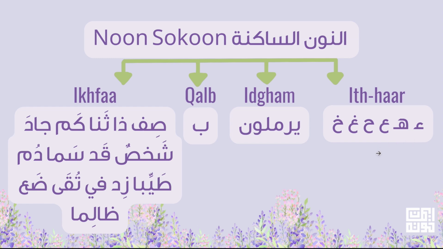They are six letters pronounced from the throat. From the deepest, furthermost part of the throat comes the hamza and the ha. And then from the middle part of the throat comes the ayn and ha. And from the closest part of the throat comes the ghain and kha. So these six letters, if they came after the noon sukoon, then the rule is idhar.